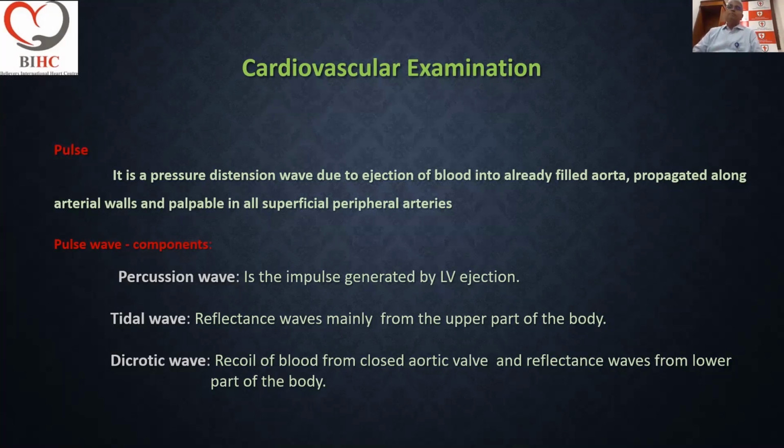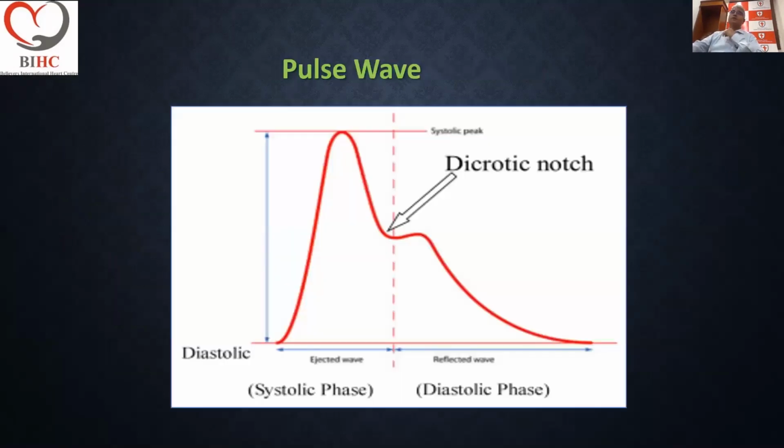The components of a pulse are the percussion wave and tidal wave in systole and the dicrotic wave in diastole. The percussion wave is the impulse generated by the LV ejection. The tidal wave is usually not recorded, certainly not palpated. They are reflectance waves from the upper part of the body, while the dicrotic wave represents the recoil of blood from the closed aortic valve and reflectance waves from the lower part of the body.